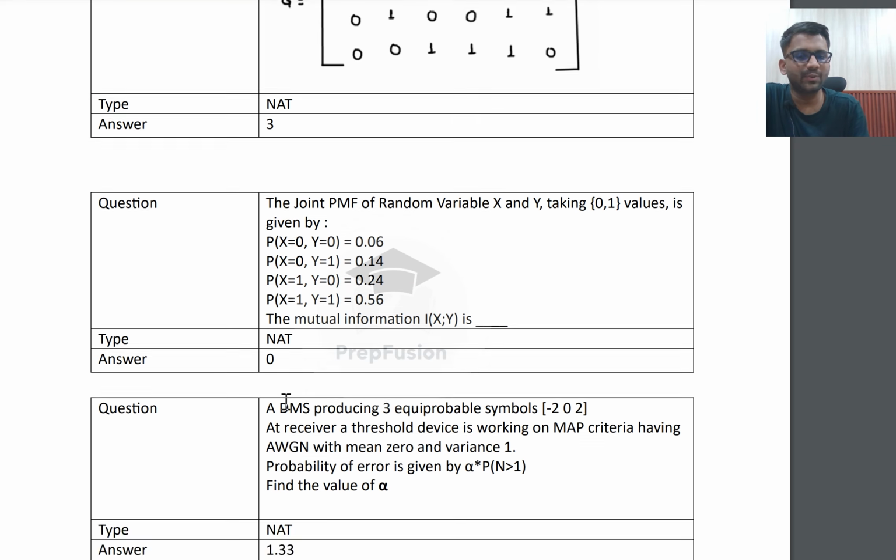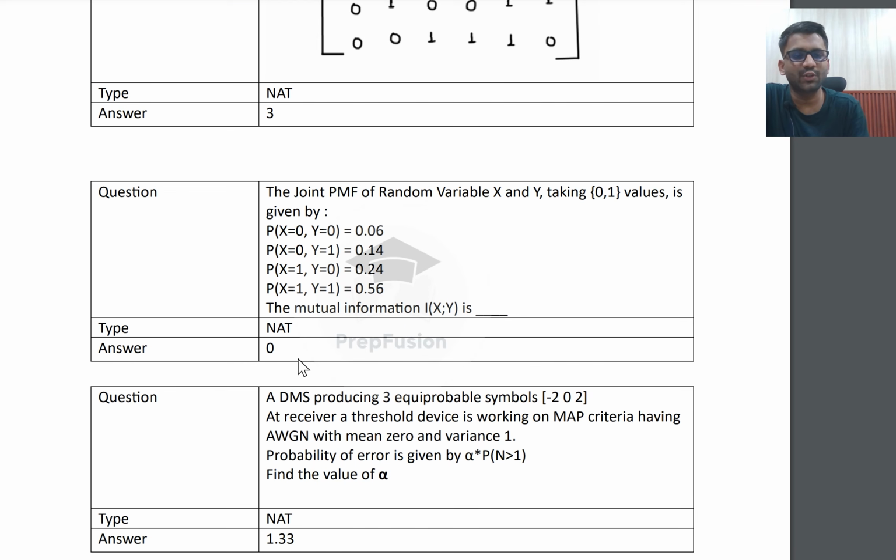For this, the answer would be 0. Somewhere I saw that the answer is given as 0.004. The only mistake they made was taking the approximation. Here x and y are both independent of each other, so the answer would be 0. There is no mutual information. Both are independent, so mutual information will simply be 0.